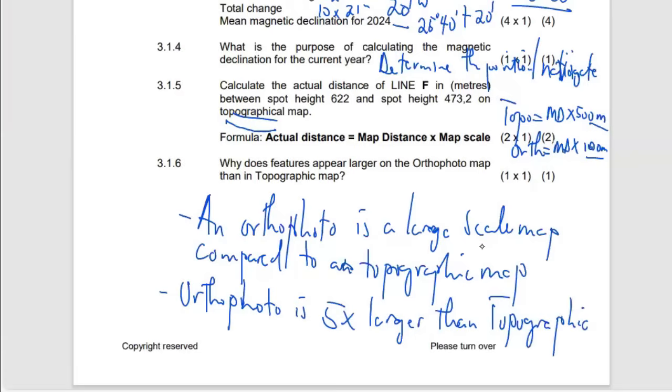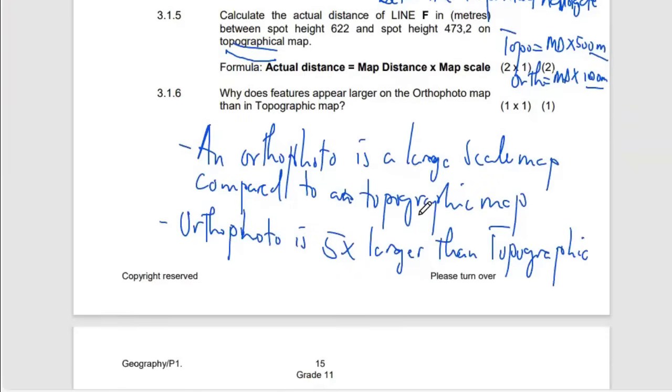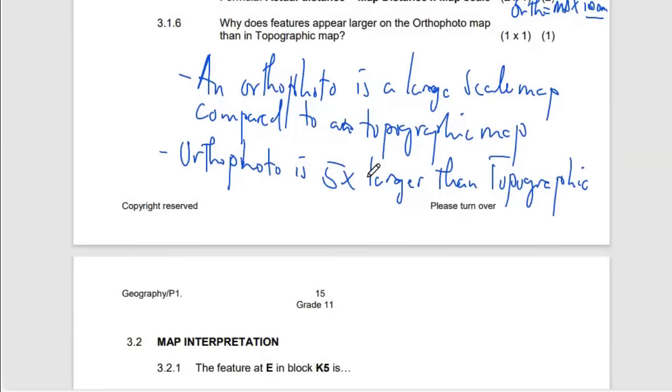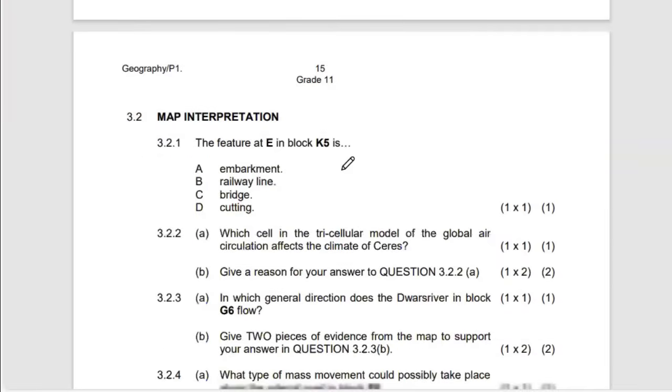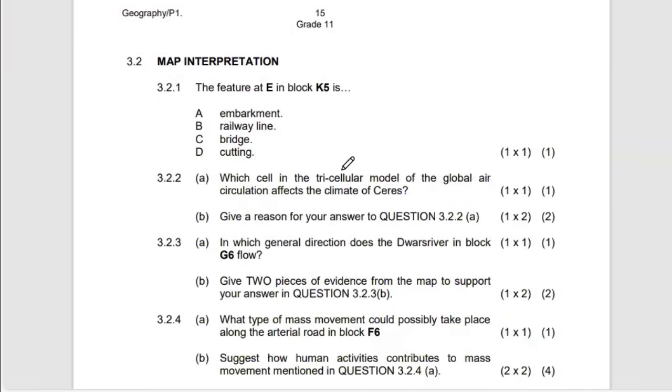What makes objects look bigger on the orthophoto is the scale. The orthophoto is a large scale map, which means items are enlarged 5 times more than how they appear on the topographic map. So whatever feature you see on the orthophoto map, if you compare it with the topographic map, you see that the feature has been magnified 5 times. It has been enlarged 5 times because the scale 1:10,000 for the orthophoto map is 5 times bigger than 1:50,000 for the topographic map. So geographical features on the orthophoto map appear 5 times bigger than on the topographic map. That's the reason.